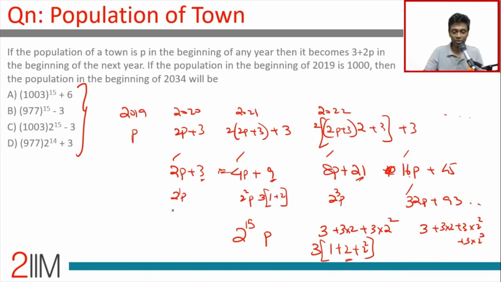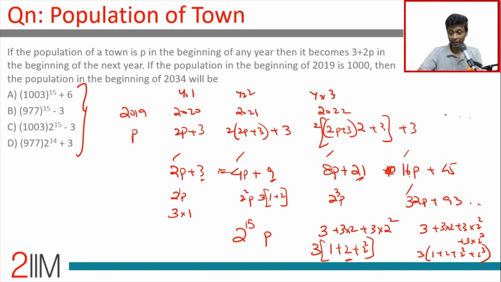In year 1, we just have 3 into 1. In year 2, we have 3 into 1 plus 2. In year 3, we have 3 into 1 plus 2 square. Next, we'll have 3 into 1 plus 2 square plus 2 cube. We keep on doing this. This is year 1, year 2, year 3, and so on. Finally, what will you get?